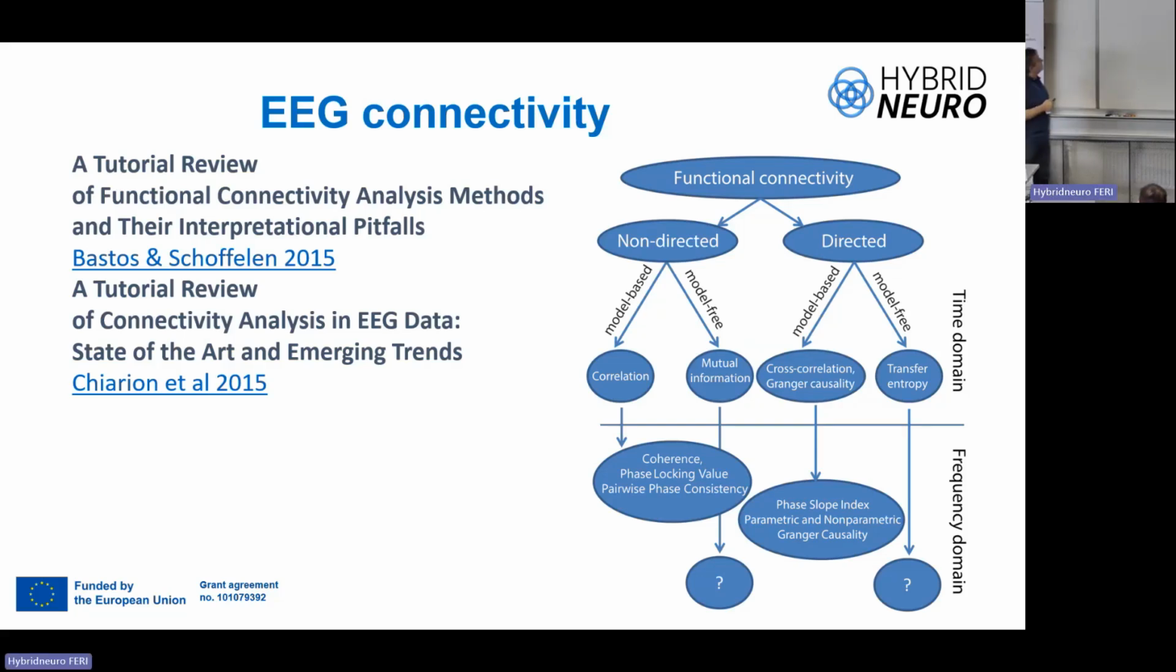And this is a more recent article, a tutorial review, and also from one of the co-authors, one of the most brilliant mathematicians I have ever met. So I recommend this one.